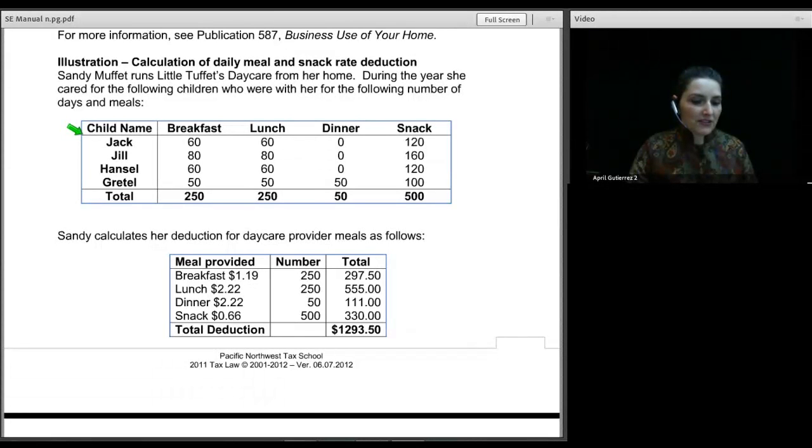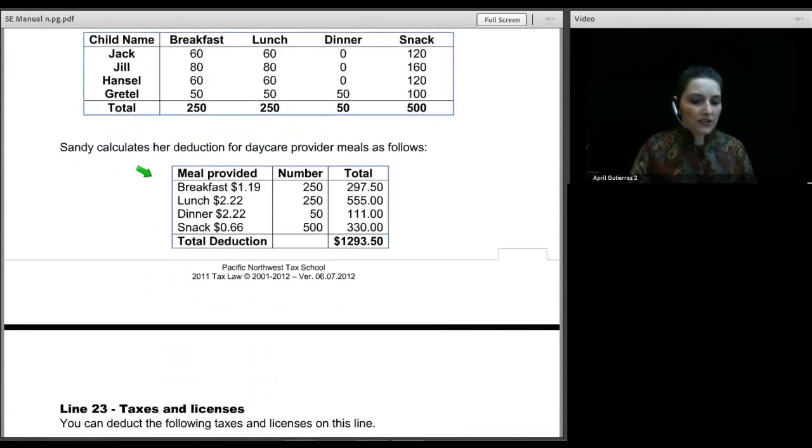I've got the breakfasts, the lunches, the dinners, and the snacks for each of these 4 children, and I've totaled them at the bottom. And the next step is to go over and calculate what the deduction is going to be. Obviously, Sandy Muffet operates her daycare business in the contiguous United States because those are the numbers that we're using. She's got 250 breakfasts. The total amount she gets for that is $297.50. She gets $555 for lunch, $111 for dinner, and $330 for all those snacks for a total deduction of $1,293.50.